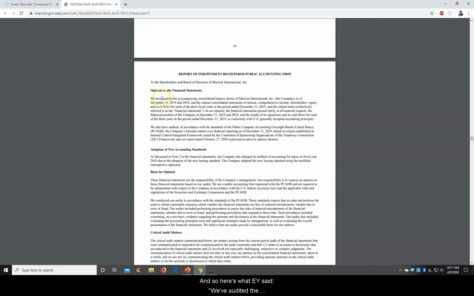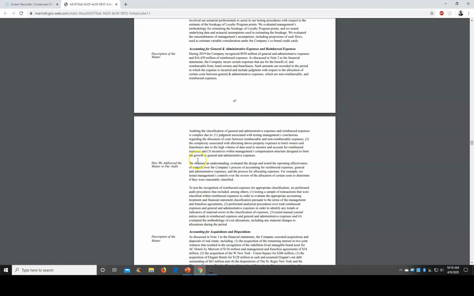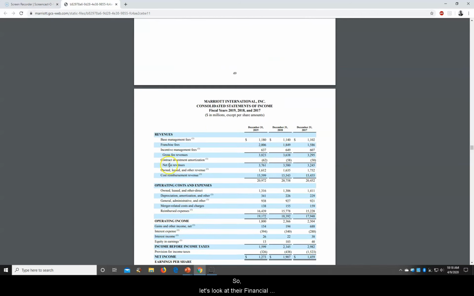And so here's what EY said. We've audited the statements, and look at this, in conformity with U.S. generally accepted accounting principles. See that? GAAP. That's GAAP. U.S. generally accepted accounting principles. Because they're a public company, they have to be done according to GAAP. And here is EY saying, yep, that's what we did. So let's look at their financial statements.